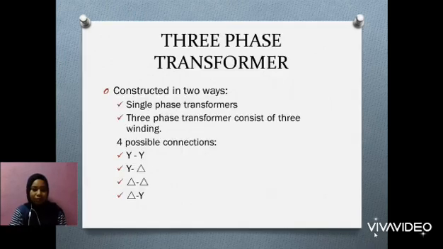Okay, a three-phase transformer can be constructed in two ways, using single-phase transformers, where the three-phase transformer consists of three windings. And for the three-phase transformer, it has four possible connections, which are Y to Y, Y to delta connection, delta to delta connection, and delta to Y connection. However, in this project, we are focused on the Y to Y connection.